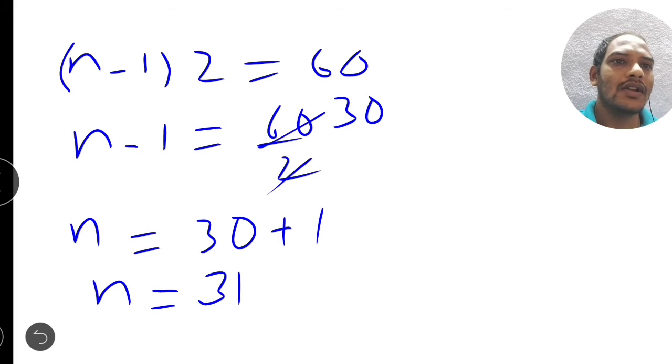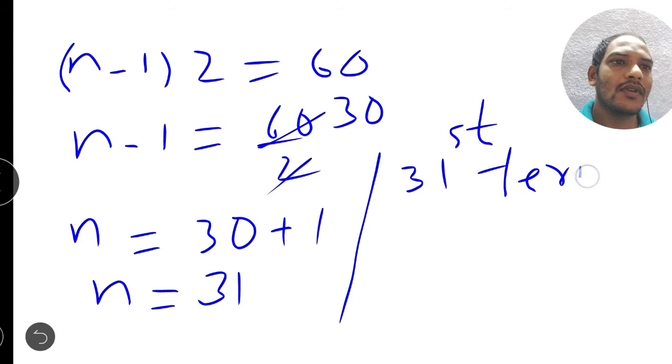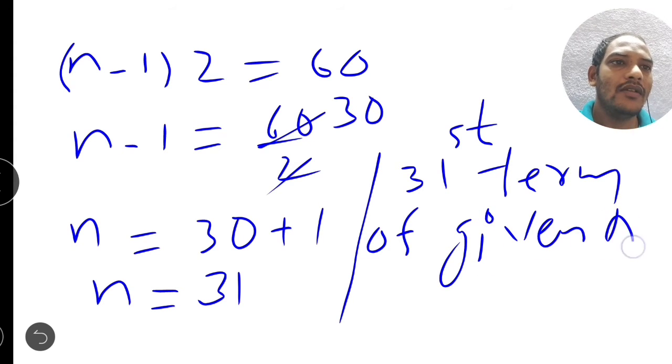So therefore the 31st term of the given AP is 62.